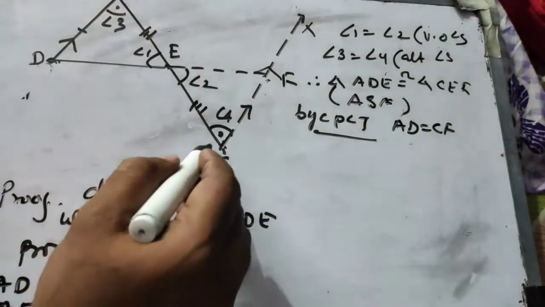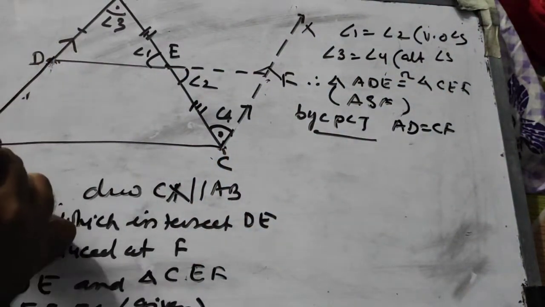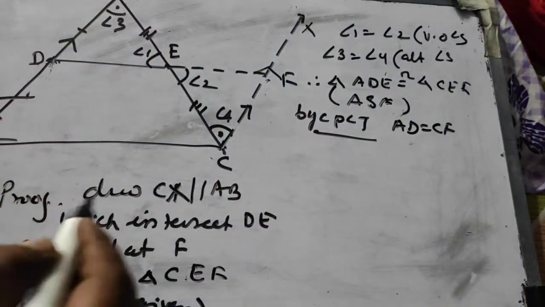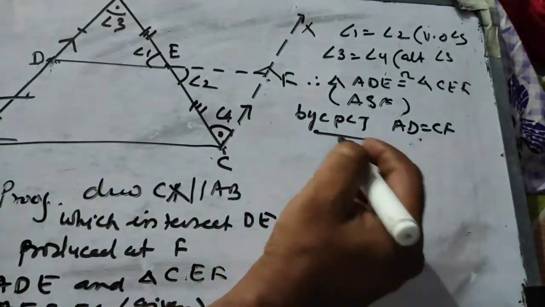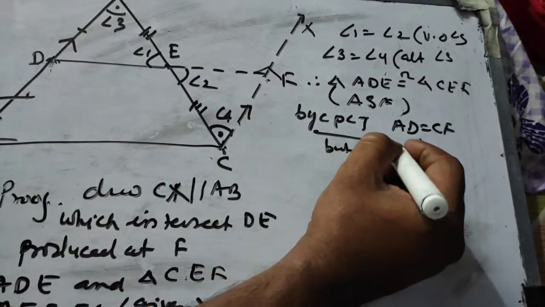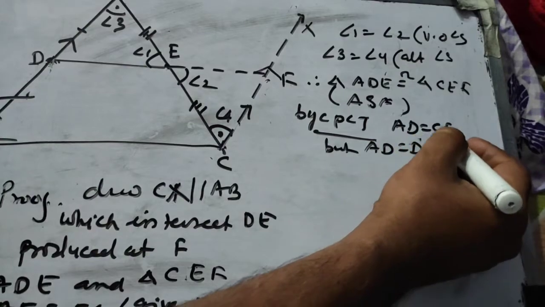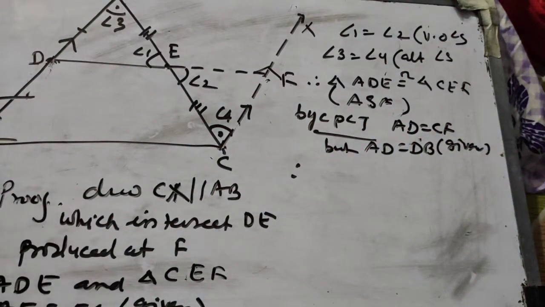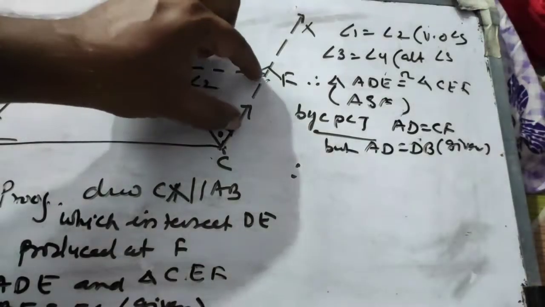Now what am I going to do? I am going to complete the figure. Already we know that AD is equal to DB, and now we have proved that AD is equal to CF, so you will write: but AD is equal to DB, given, because D was given as midpoint. Hence what will happen? This DB will be equal to CF.